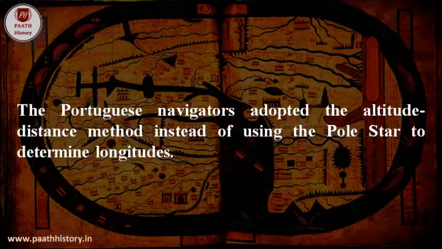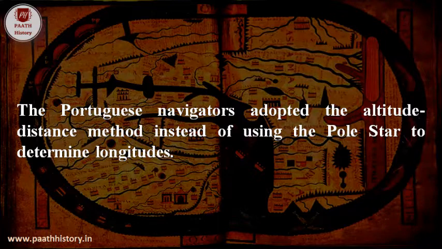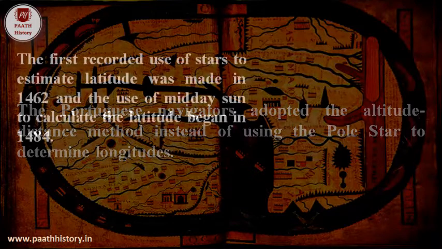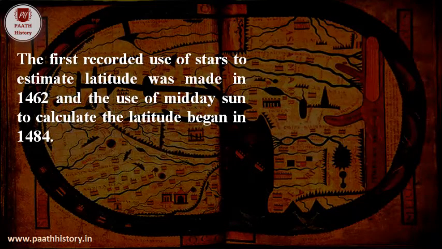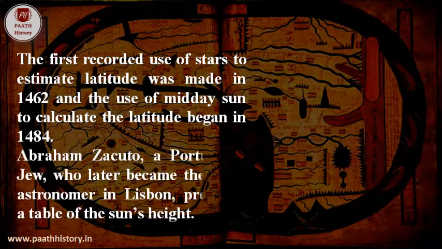The Portuguese navigators adopted the altitude-distance method instead of using the pole star to determine longitudes. The first recorded use of stars to estimate latitude was made in 1462, and the use of the midday sun to calculate the latitude began in 1484.